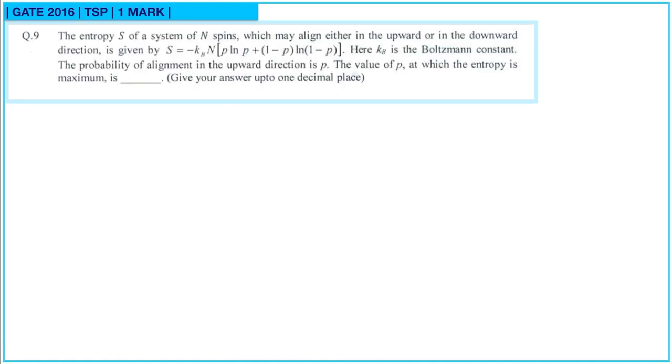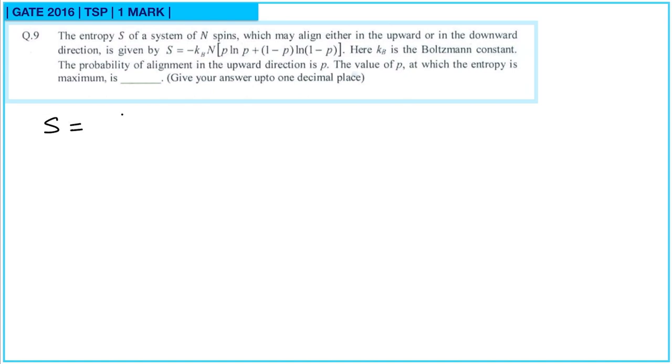Next question. The entropy S of a system of n spins which may align either in the upward or in the downward direction is given by this expression. Here Kb is Boltzmann constant. The probability of alignment in the upward direction is P. The value of P at which the entropy is maximum is.